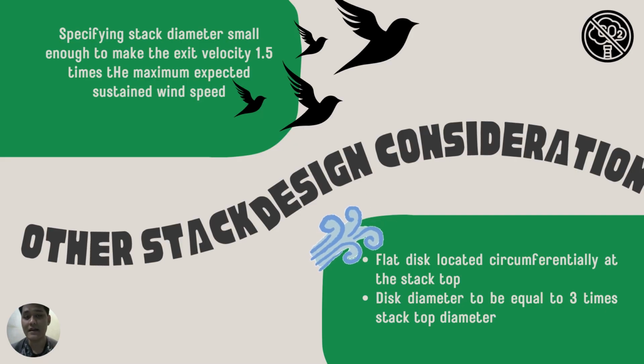When designing a stack, there are some considerations. Here are some considerations when designing a stack. First, specify a stack diameter small enough to make the exit velocity 1.5 times the maximum expected sustained wind speed. Secondly, a flat disk is located circumferentially at the stack top. And lastly, the disk diameter should be equal to 3 times the stack top diameter.